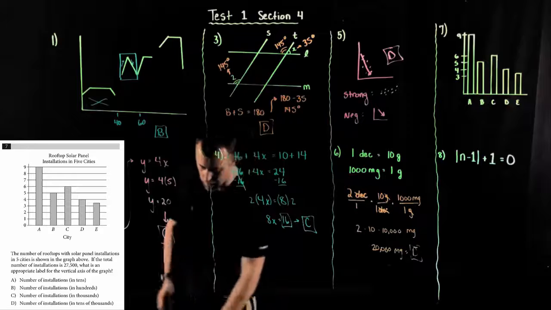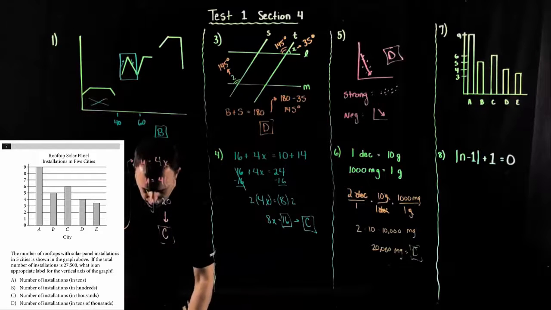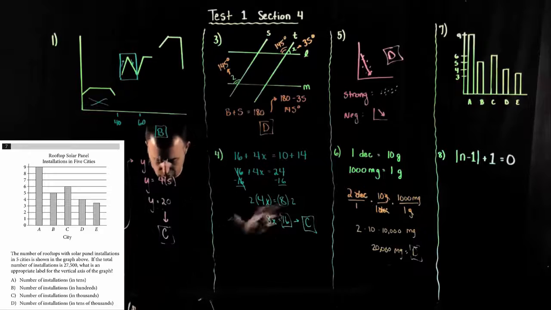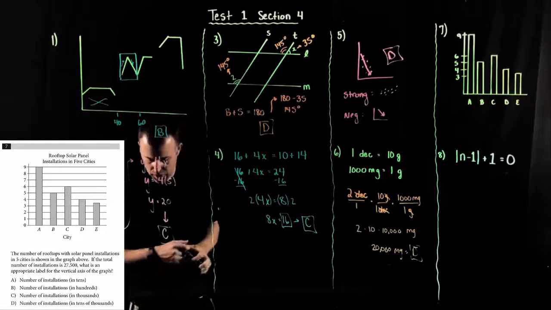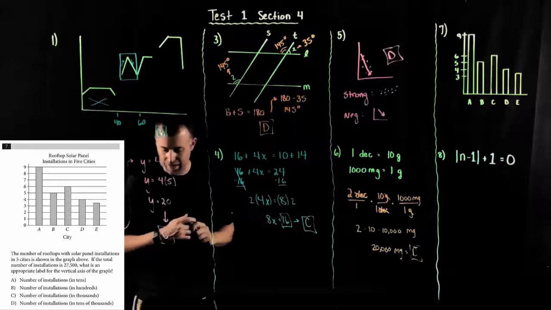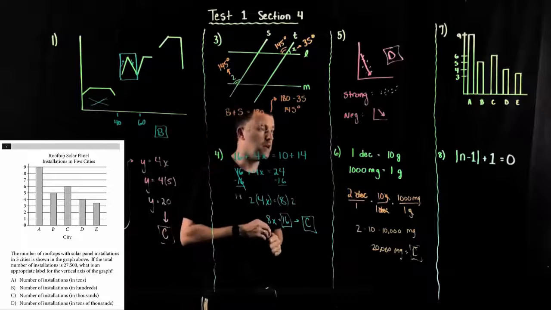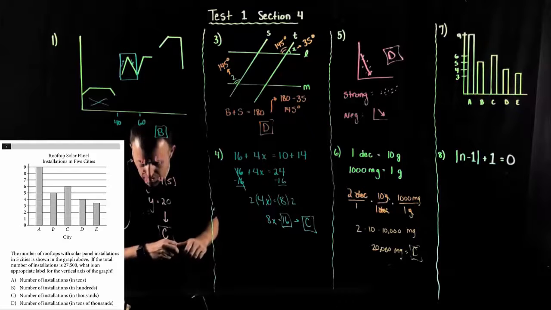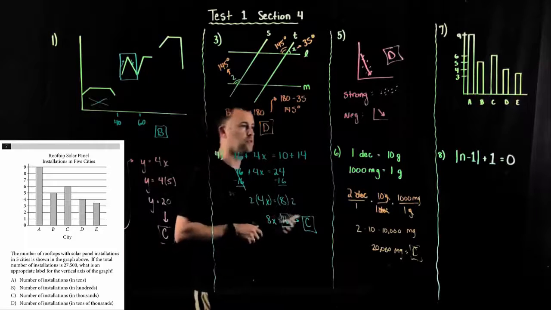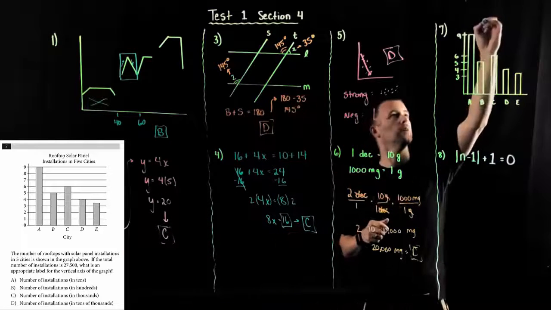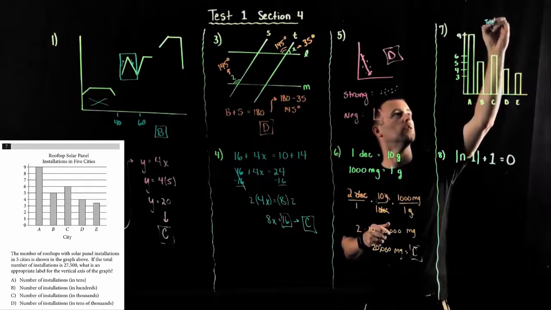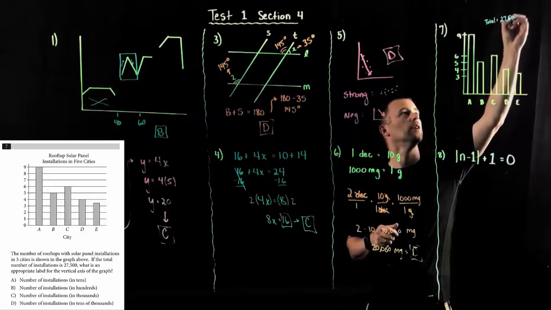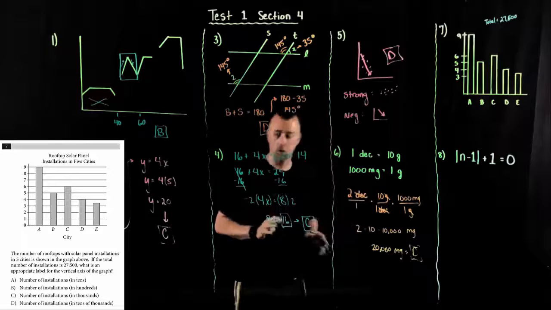Moving on, number 7. Number 7 is giving us a chart, and they're telling us that this chart represents the number of rooftops of solar panel installations in 5 cities. So we have cities A through E, those are your 5 cities. And the total number of installations is 27,500. So up here I know the total is 27,500. That's my grand total.